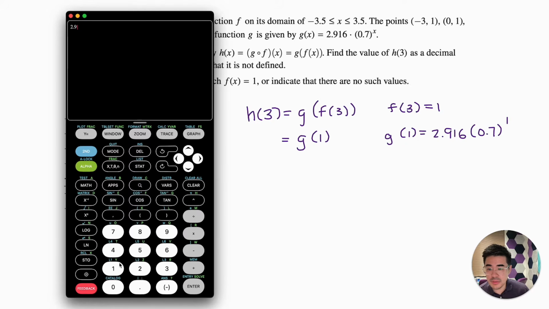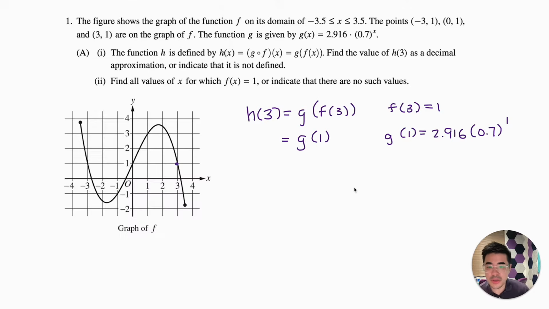Or if I wanted to go into the function, I could literally just plug it into my calculator, 2.916 times 0.7 to the first. And I don't have to write to the first because that's the implied exponent, and get that answer there. Or if it's something more complicated, I could go to vars, y-vars, functions, y1, and plug in the number 1. Any one of those ways I get my answer, 2.0412. Remember, 3 decimal places. So this is 2.0412. I could end with the 1 if I wanted to.